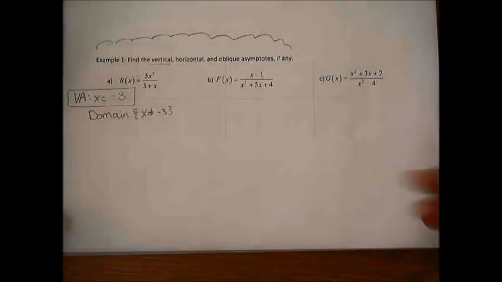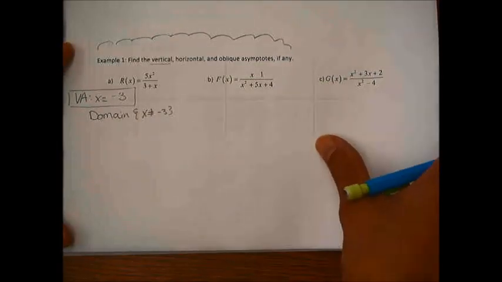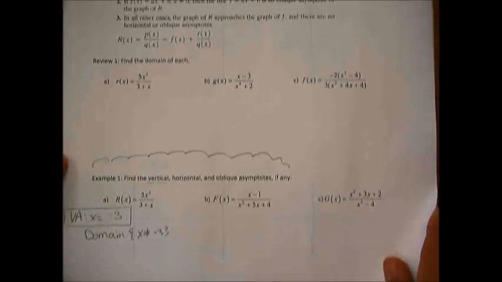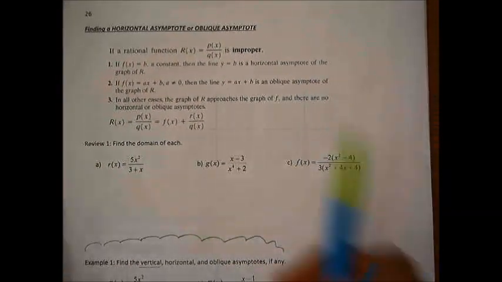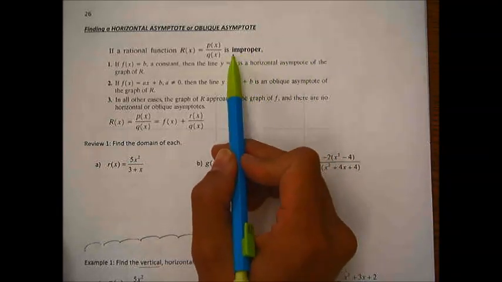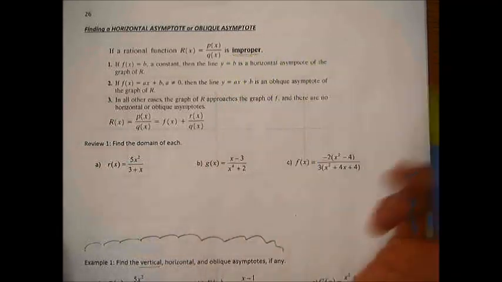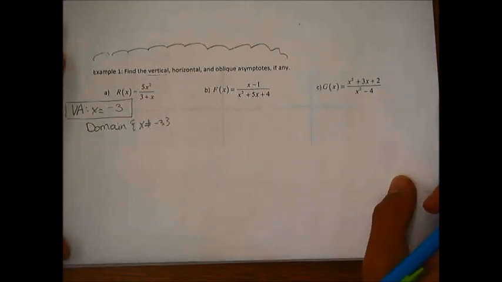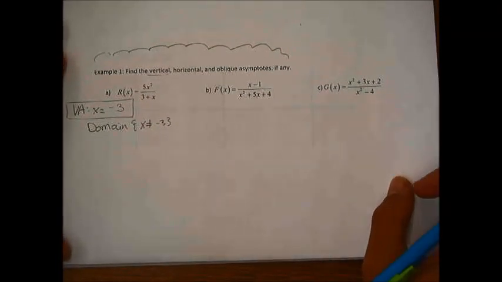Okay, so first we are going to go back and see when we would have an oblique. Let's go back to this definition right here. You have an oblique if your rational function is an improper, meaning that the degree on the top is higher than the degree on the bottom.